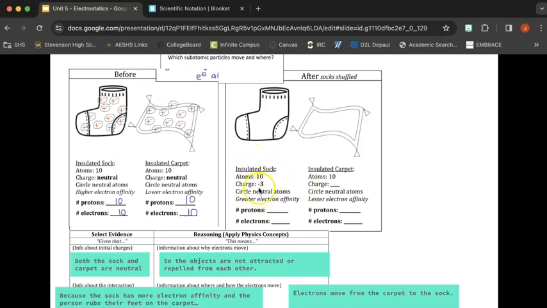Well, if the sock has a charge of -3, that means that the sock will have 13 electrons and 10 protons. But where did those electrons come from? The sock gains 3 electrons. Where did they come from? They came from the carpet. And so we need to draw that.